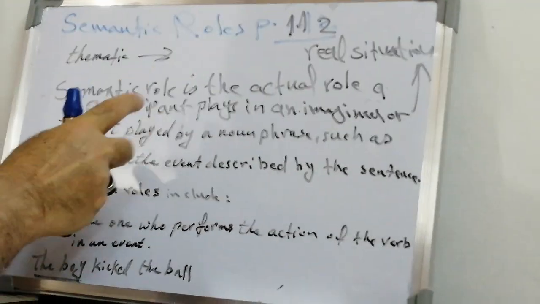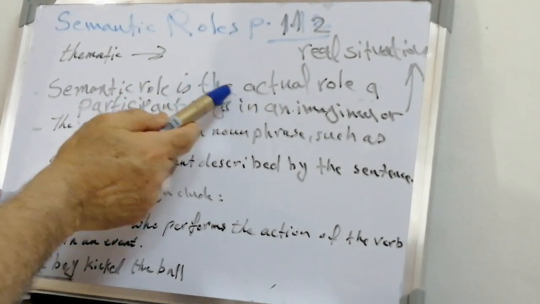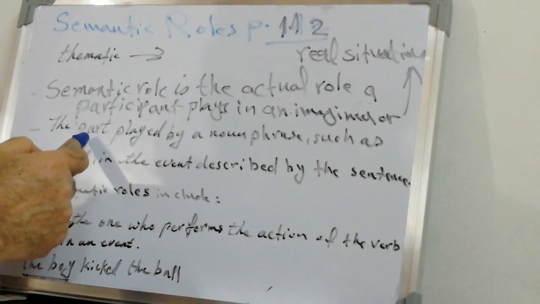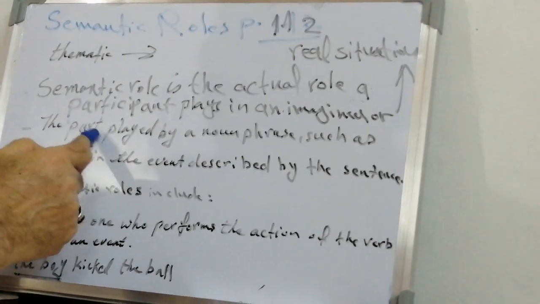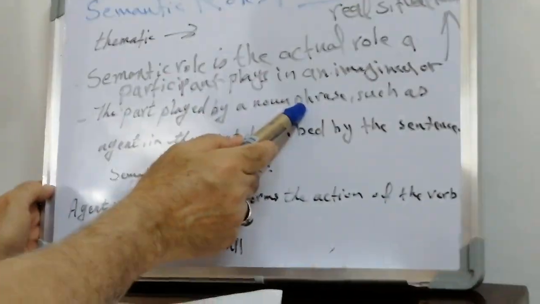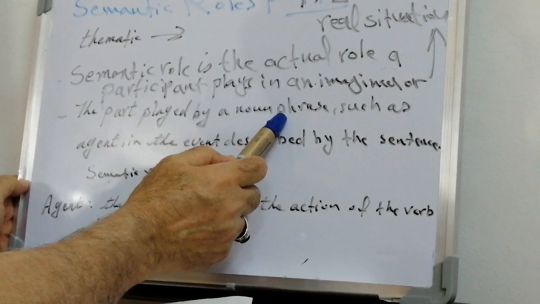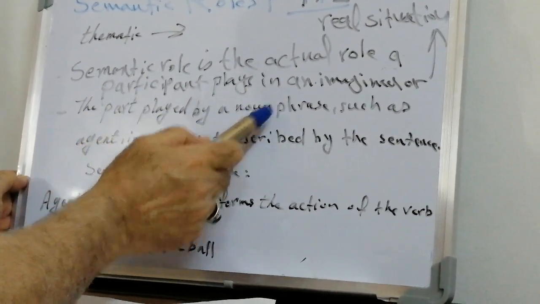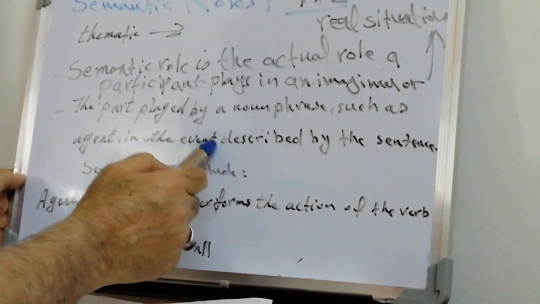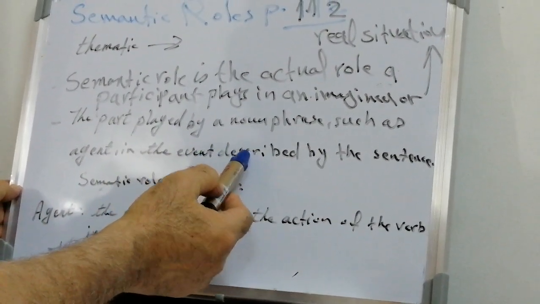This is one definition. The definition given by the book, this one is of course from the internet, which I think is very clear. This definition, which is from the book, you find it in the glossary. The part to play, part means role, played by a noun phrase. Here he is using noun phrase, but here he is using what? Participant. So what do we mean by participant? We mean the noun phrase. The part played by a noun phrase such as agent, in the event, incident, what?